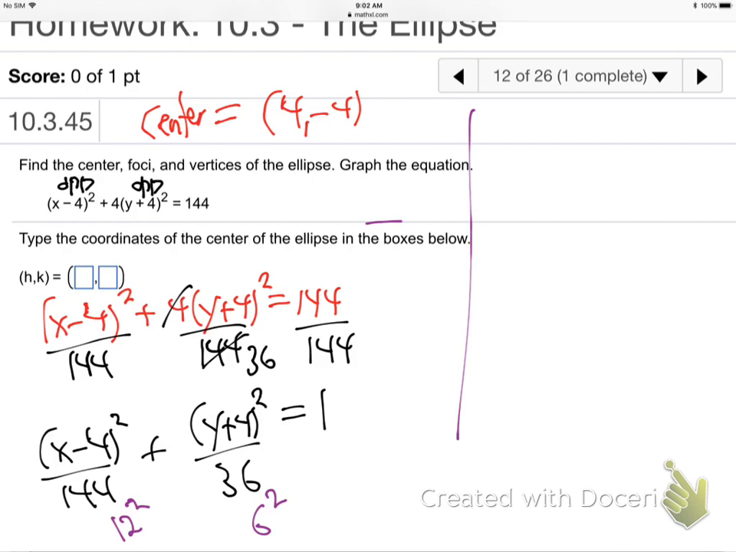Let's do that. So the graph, start with the center. Where's the center? Over 4, down 4. So there's the center of the ellipse. And now from that center, how do I find how big the egg shape is? What do I do from that center? Where do I go to make the egg shape?